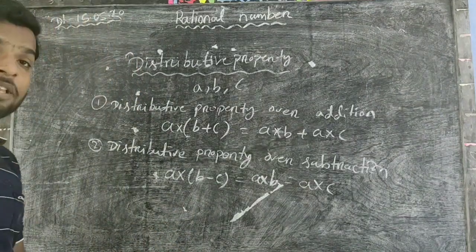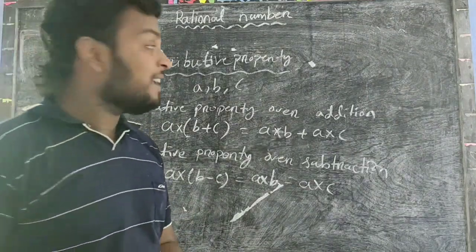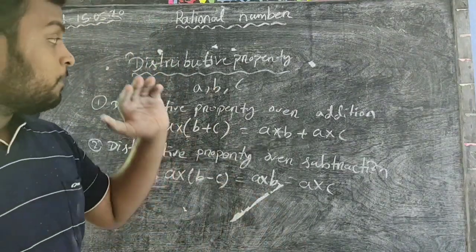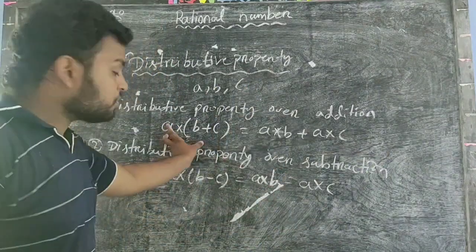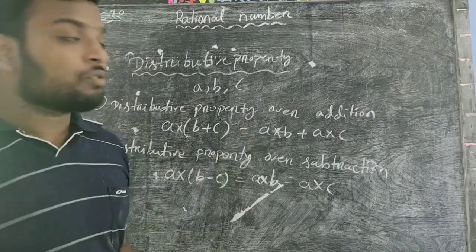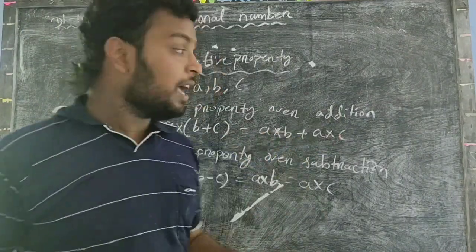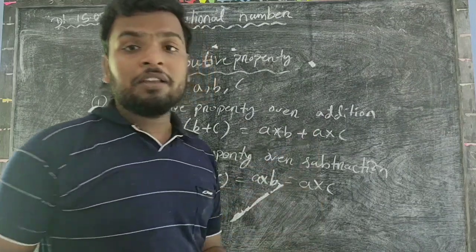The distributive property means you split a multiplication into two parts. Because multiplication is split, broken down over subtraction or over addition.